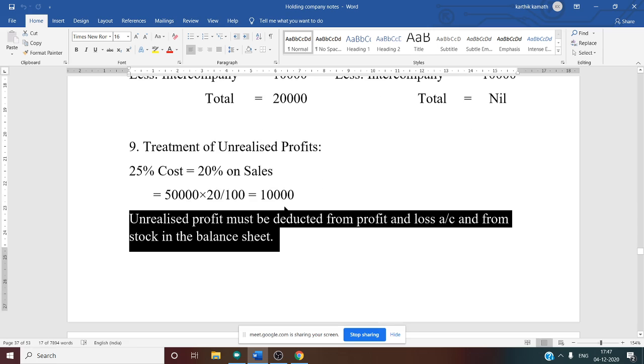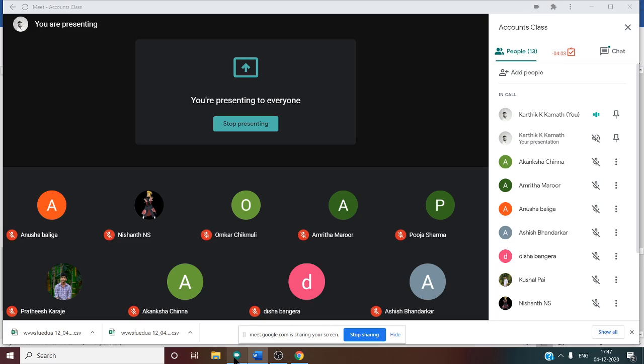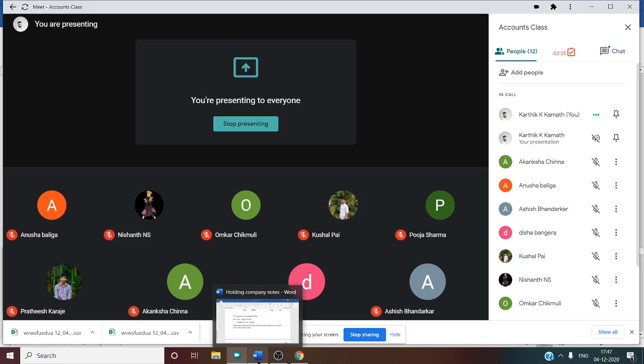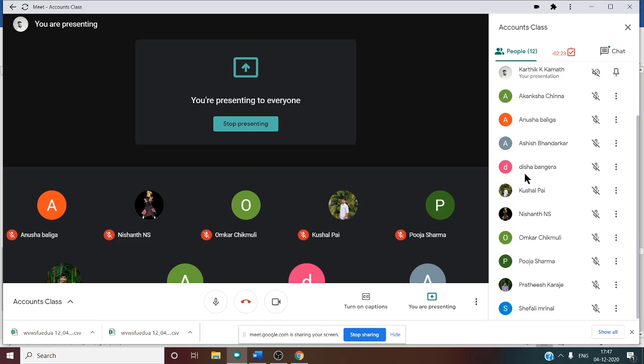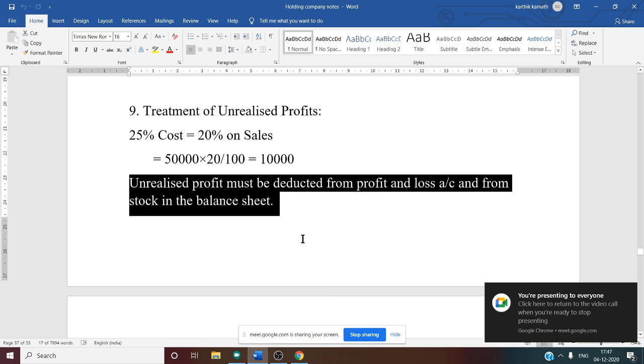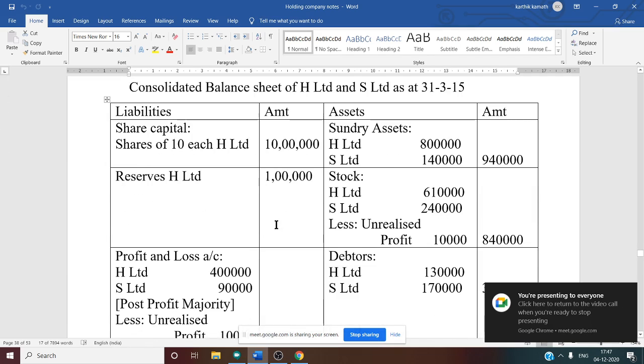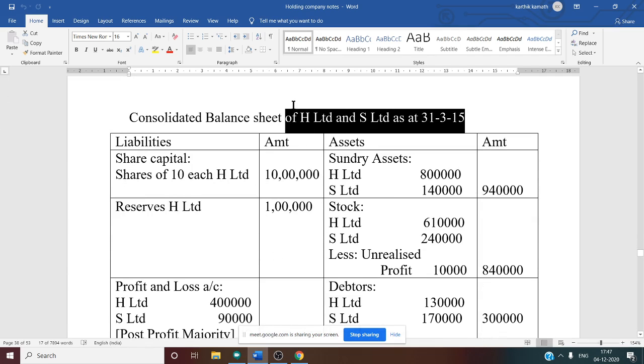This is working note number 9. Then there is no other working note in this problem. There are a total of 9 working notes. After doing these working notes, the last thing we have to do is the consolidated balance sheet. So now let us see the consolidated balance sheet of H and S Limited as at 31st March 2015.